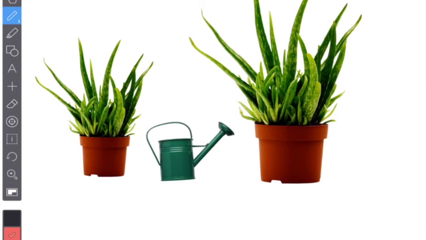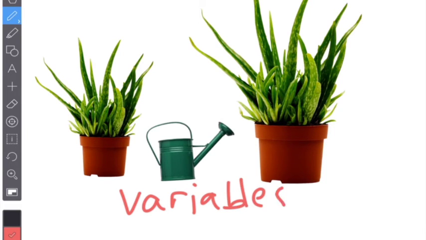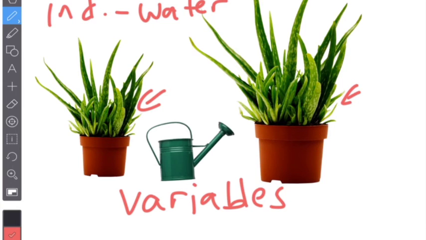Okay, finally I have here, we're going to talk about variables, and there's 3 sets of variables that we need to discuss. One is independent. So independent variable is the one thing that you change. You're only allowed to change one thing or one item in the experiment, and that independent variable, I'll just put IND for the variable, is going to be water. We're changing the water. We're adding more water. So this one got more water, this one got less, and this grew more. So water is the independent variable.